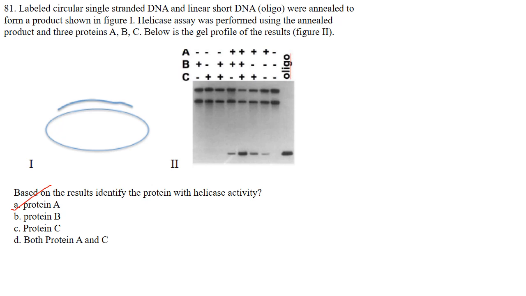Then, labeled circular single-stranded DNA and a linear short DNA oligo were annealed to form the product shown in figure 1. A helicase assay was performed using the annealed product and 3 proteins A, B, C. Below is the gel profile of the result in figure 2. Based on the results, identify the protein with helicase activity.